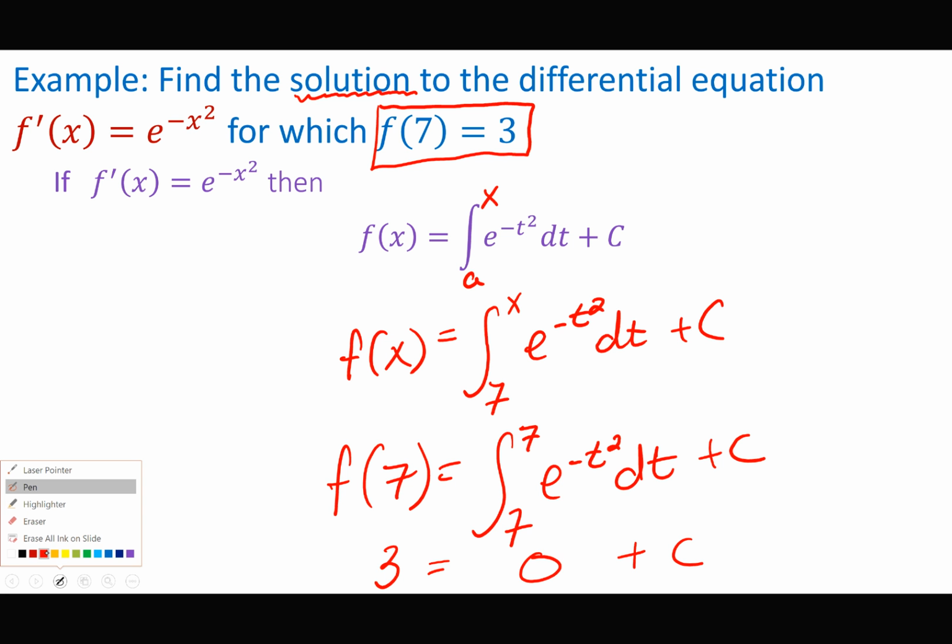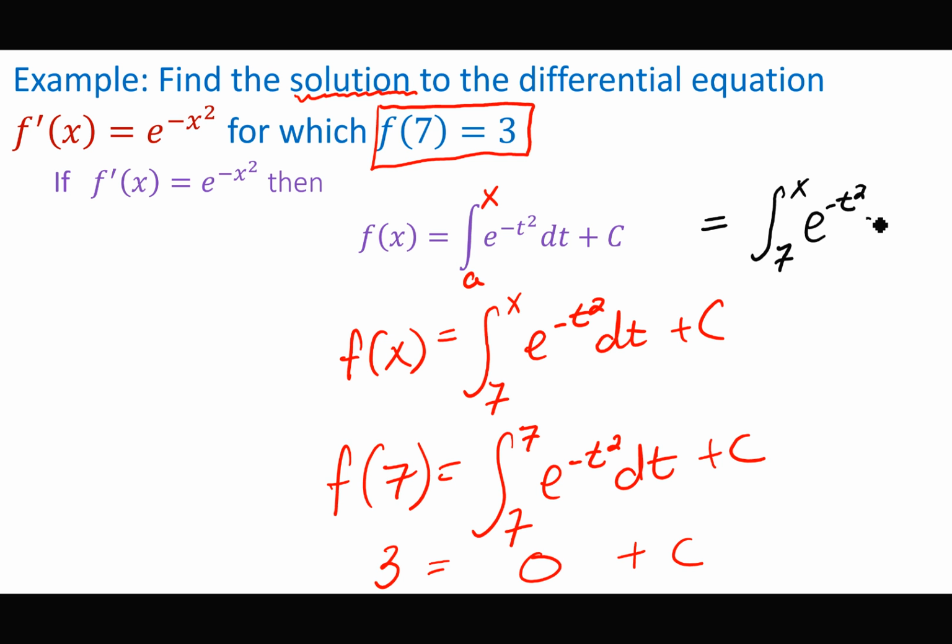So I want to be very specific here. It's only 3 when I'm going from 7 to x: the integral of e to the negative t squared dt plus 3. That is f of x.